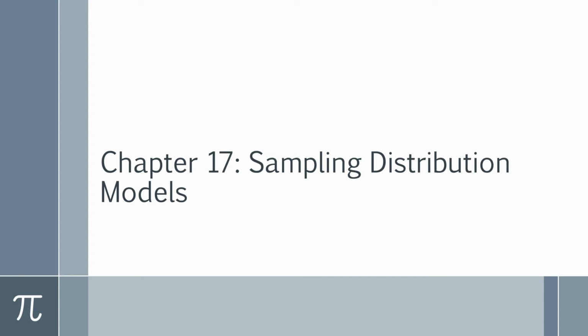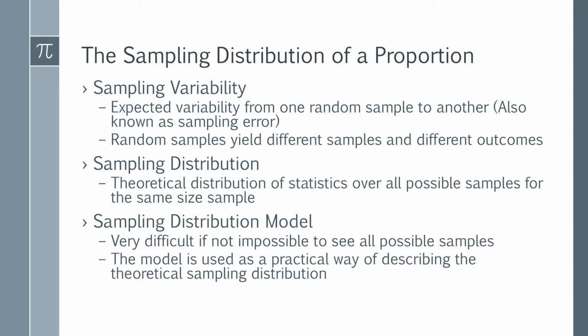Chapter 17, Sampling Distribution Models. The sampling variability is the expected variability from one random sample to another. It's also known as sampling error. Random samples yield different samples and different outcomes.